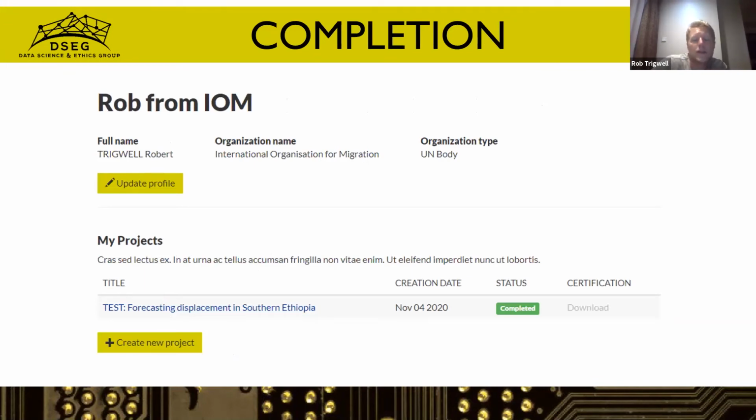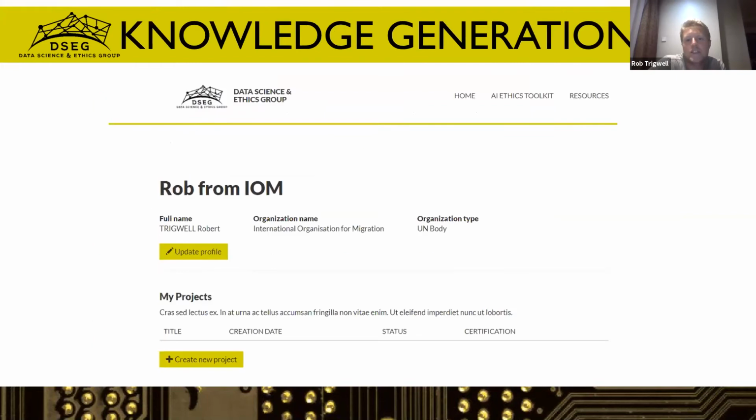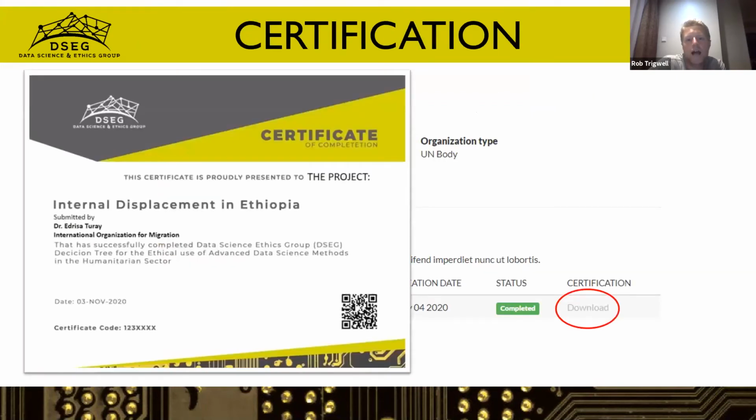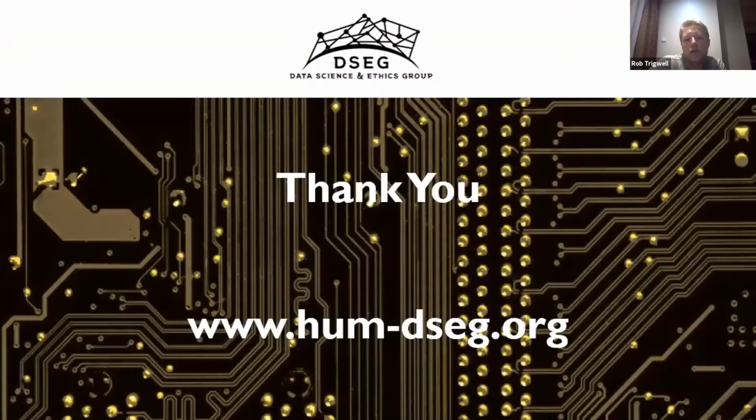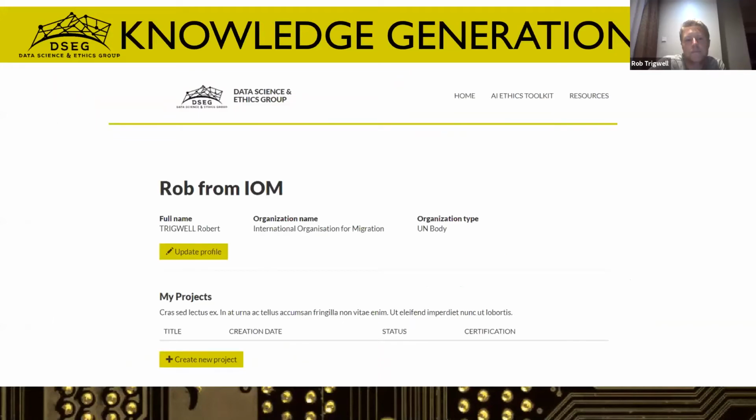And this is just an example. When you complete the tool, you get a completion certificate that you can download and annex to project proposals. But a key part of the tool as well was knowledge generation. When you sign up to an account and go through the tool, you have to fill in a number of information, like name. Here's just an example of myself.